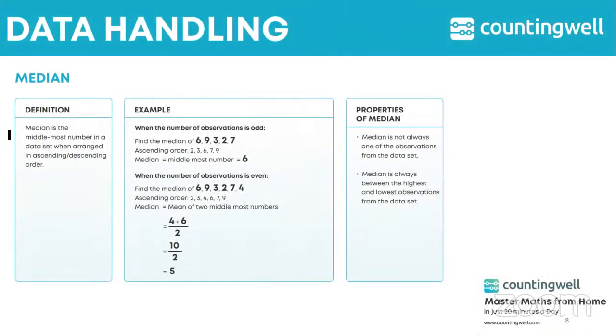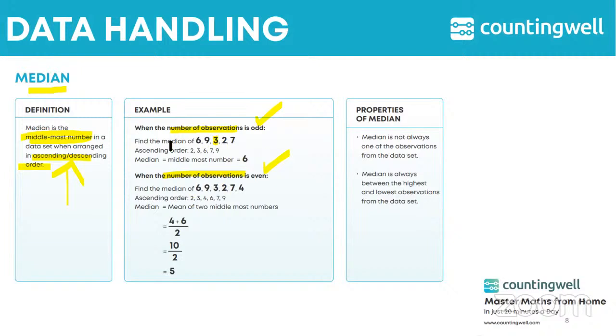Next we have median. It is the middlemost number in the data set when arranged in ascending or descending order. So the first step to find median is to arrange the data in ascending or descending order. Then we are going to see the middlemost number or middlemost observation in that set. For example, the number of observations can be odd or it can be even. Okay. When it is odd, it is very simple because the middle number will be your median.